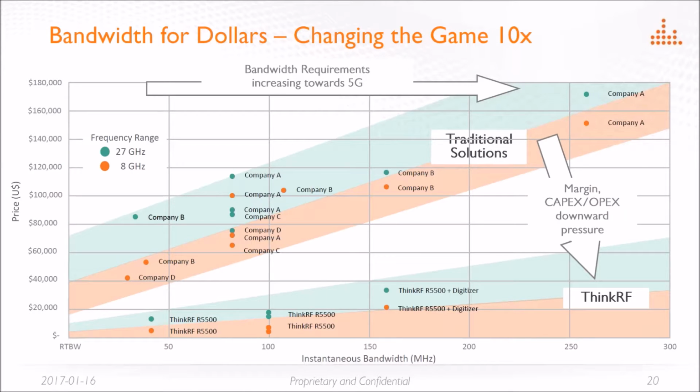How does our product compare with traditional solutions? On this slide, we show you how the traditional companies that have products out there, such as the Keysights and the R&Ss, the price scales quite rapidly with bandwidth and frequency range, whereas our products offer a 10x improvement while retaining close to 90% of capability.